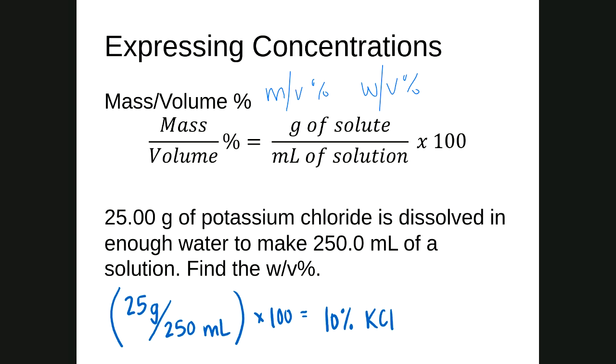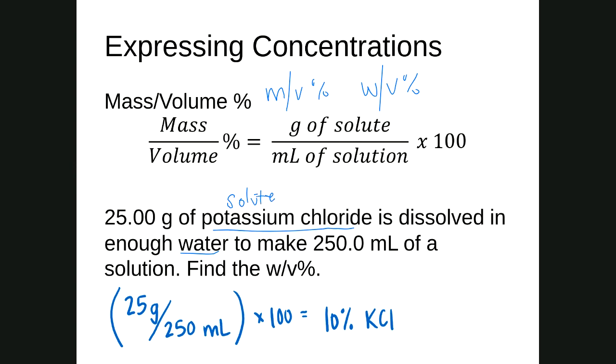So I wanted to try out an example problem with this. And it's relatively straightforward. So we're told we have 25 grams of potassium chloride dissolved in enough water to make 250 milliliters of a solution. Find the weight to volume percent. So we say, okay, potassium chloride versus water. The potassium chloride is my solute. The water is my solvent.